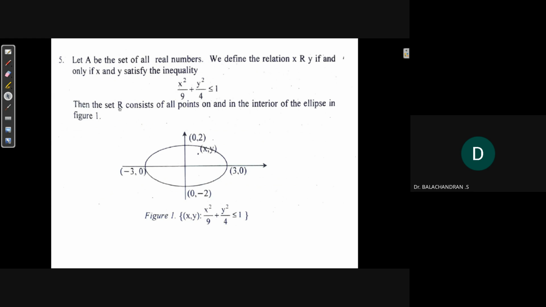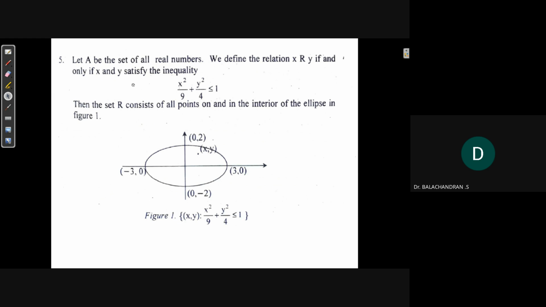So then the set R, you can say it's a relation R. The relation R consists of all points on and in the interior of the ellipse. Why on? Because of less than or equal to. So that's why on the ellipse, and strictly less than also, that's why the interior of the ellipse. So the relation R contains these points.